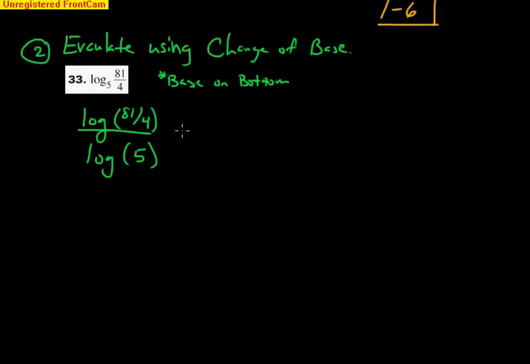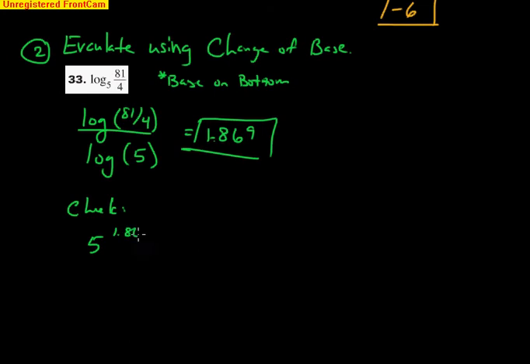And log of 81 divided by 4 divided by the log of 5 is 1.869. So this is the answer. This is what the exponent is for 5. This is the evaluation. To check, we can plug the exponent into the base of 5. So 5 to the 1.869 power, roughly, you do get 20.25. So we need to check to see what 81/4 is. And 81 over 4 is 20.25. So they're equal. So this is the correct exponent. That's the answer, 1.869, using the change of base formula.